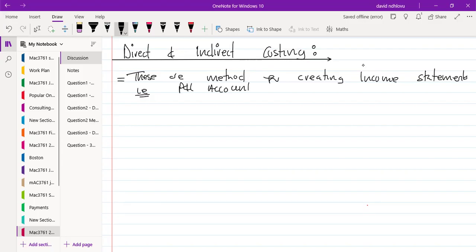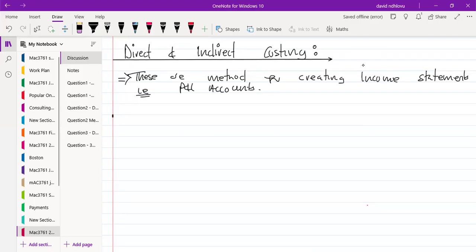Remember, we normally do financial statements, and we do the statement of P&L for financial accounting. So we have something similar in management accounting. However, there are two methods that can be applied in determining an income statement. We can either use the direct or the indirect method.